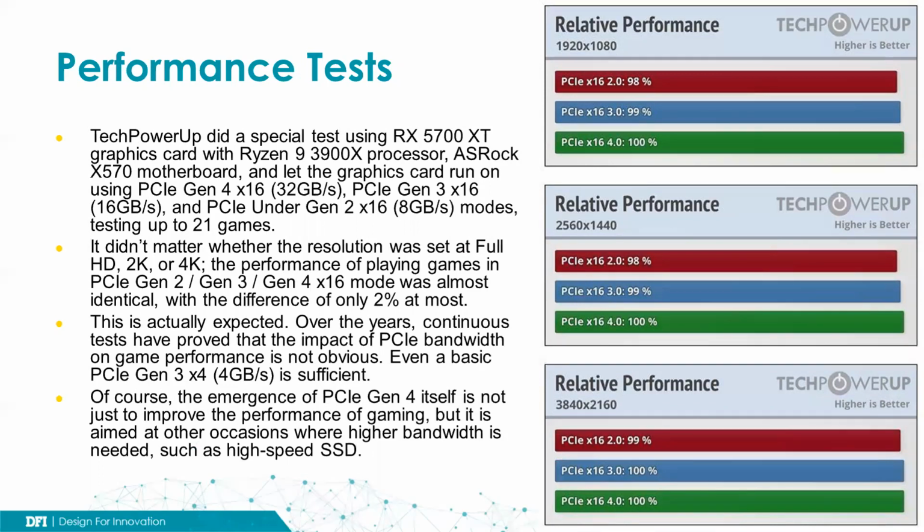TechPowerUp did a special test using an RX 5700 XT graphics card with a Ryzen 3900X processor and an ASRock X570 motherboard, and let the graphics card run in PCIe Gen 4 x16, PCIe Gen 3 x16, and PCIe Gen 2 x16 modes, testing up to 21 games. It didn't matter whether the resolution was set at Full HD, 2K, or 4K. The performance in PCIe Gen 2, Gen 3, and Gen 4 x16 modes was almost identical, with a difference of only 2% at most.